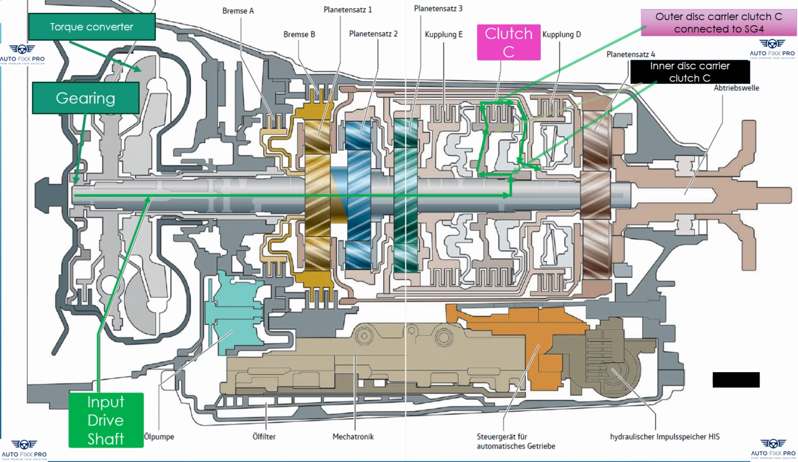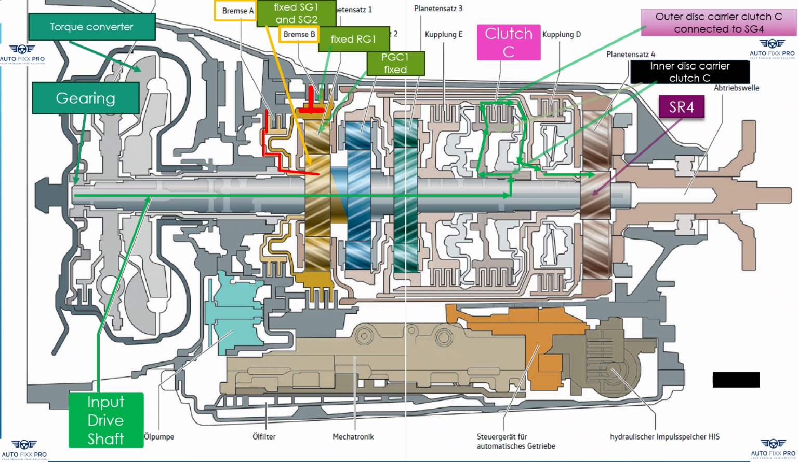The outer disc carrier therefore rotates at the gearbox input speed, and with it the Sun Gear 4 connected to the outer disc carrier. In the first planetary gear set, brake A holds the Sun Gear 1 in place. At the same time, brake B holds the Ring Gear 1 in place. Since Sun Gear 1 and Ring Gear 1 are fixed, Planetary Gear Carrier 1 can no longer rotate and is therefore fixed in place. Planetary Gear Carrier 1 is connected to Ring Gear 4 via the large pot, which is therefore also fixed in place.